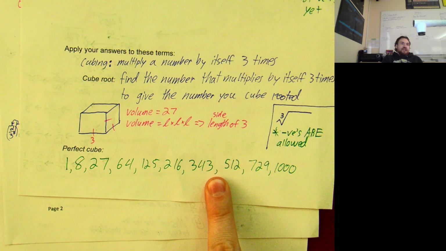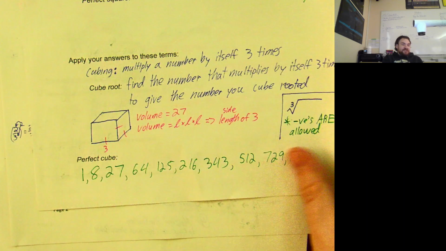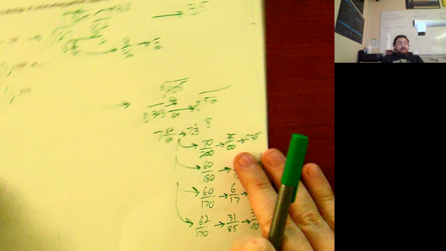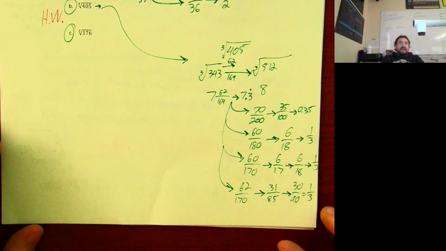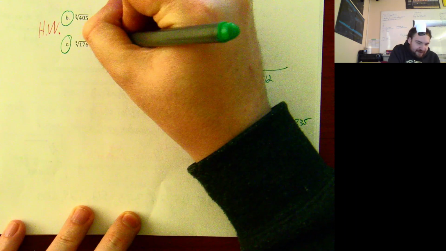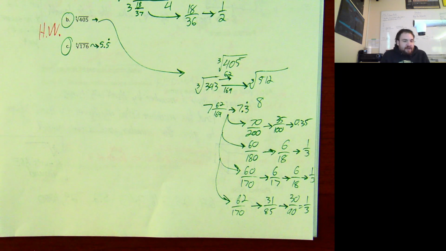So if you did not do C, I don't want to show you C. I want you to try C on your own. And if you try it, you show me you tried it, and you still can't get it, I'll happily do it for you then. But yes, somewhere in the realm of 5.5 repeating is where you want to end up.